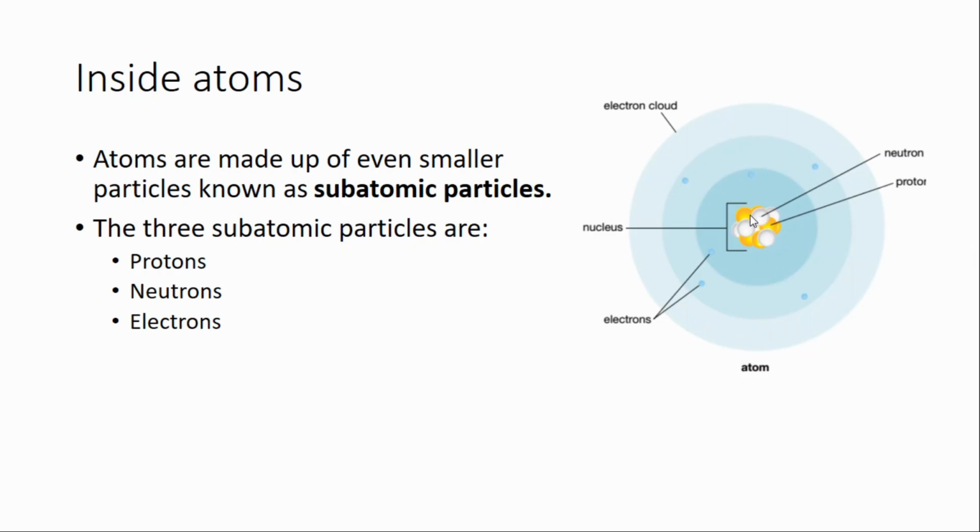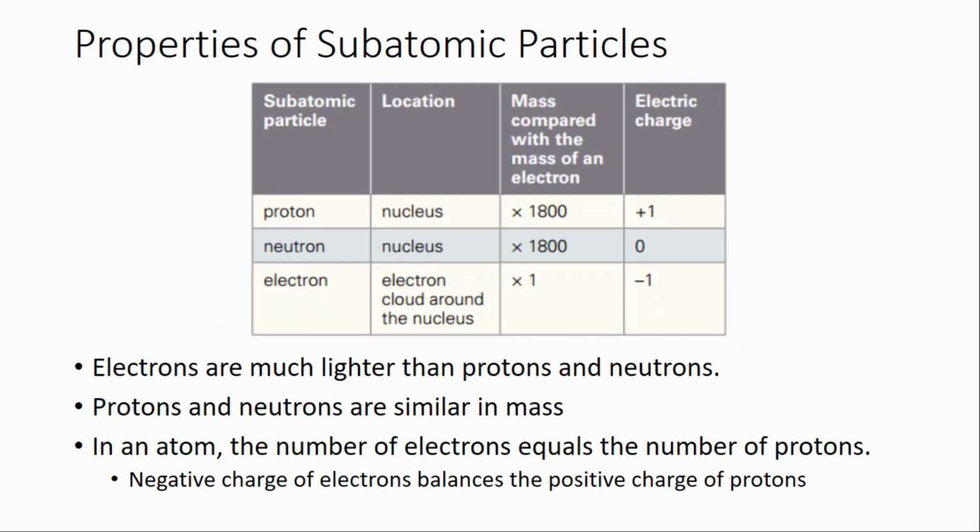So the nucleus is in the middle. It contains the neutrons and the protons, and on the outside orbiting the nucleus we have the electrons, and all together that makes our atom. Now let's have a look at some of the properties of the subatomic particles. If you have a look at this table, it has the subatomic particle on the left, and location in the second column: proton and neutron in the nucleus, and electron in the electron cloud around the nucleus.